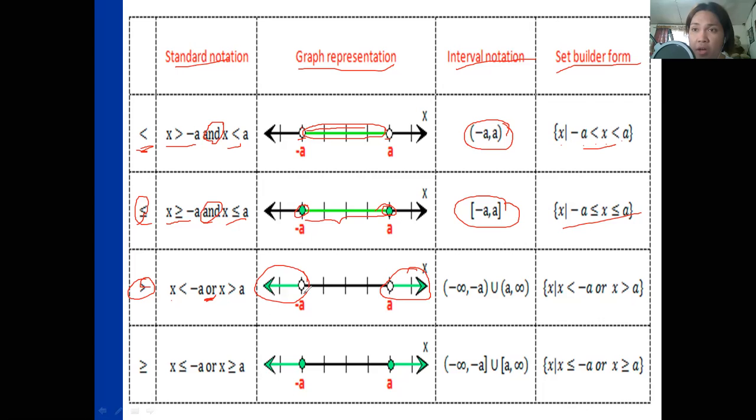So as you can see, they are in the opposite direction. For negative a, it goes to negative infinity. For a, it goes to positive infinity. But both negative a and a are not included. So you can rewrite it as a union: negative infinity, negative a, since it goes to negative infinity, so you write negative infinity, then negative a.